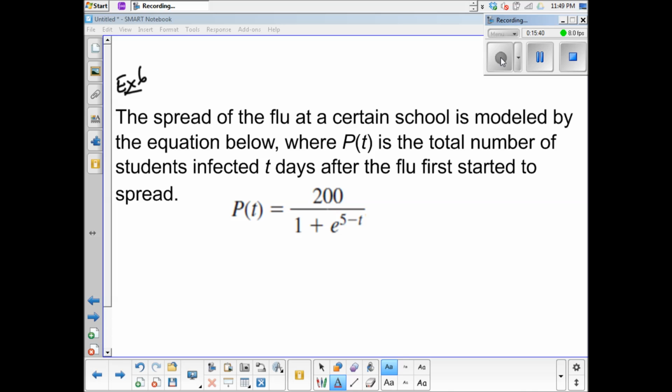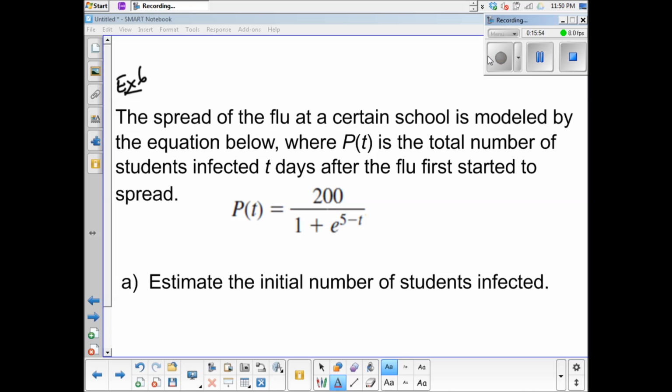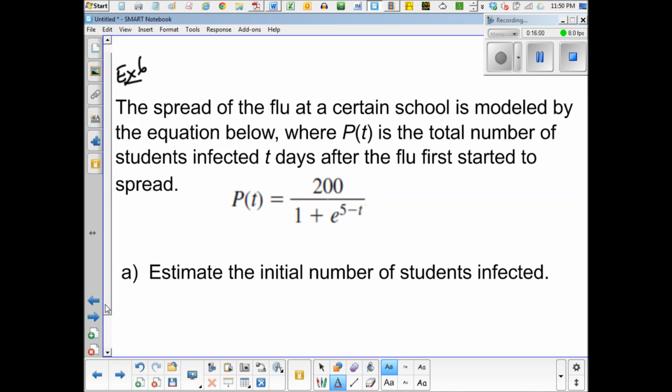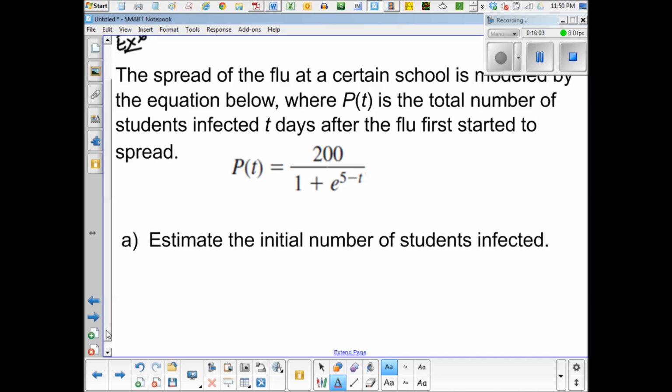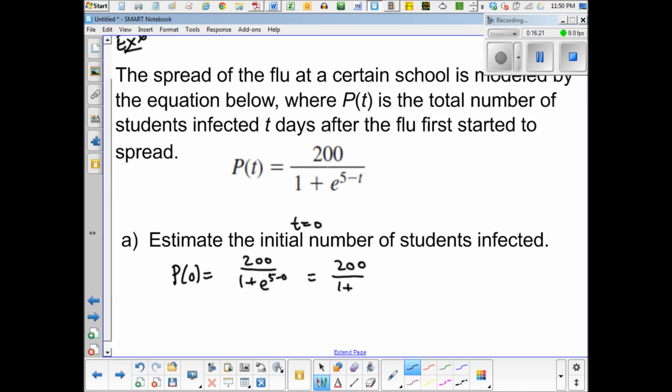Alright, the first thing we'll be asking here is to estimate the number of students infected initially. Okay, so let's put that in. Estimate the initial number of students infected. Okay, so this would basically be finding p of 0. So we're trying to find when time was 0, that's the initial starting amount. We have 200 over 1 plus e to the 5 minus 0, or you could say just 200 over 1 plus e to the 5th.